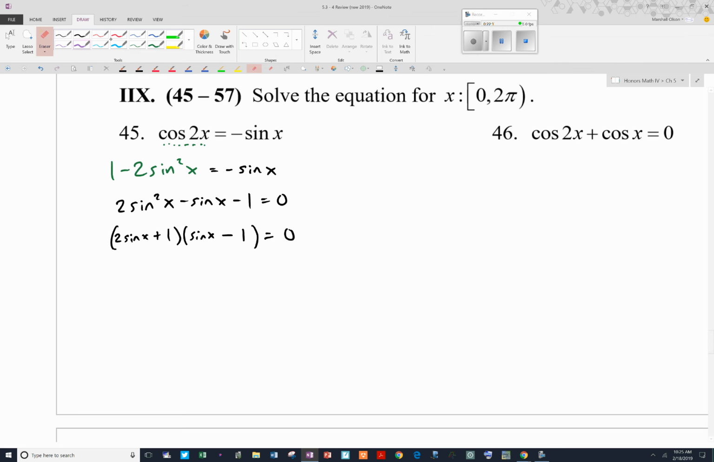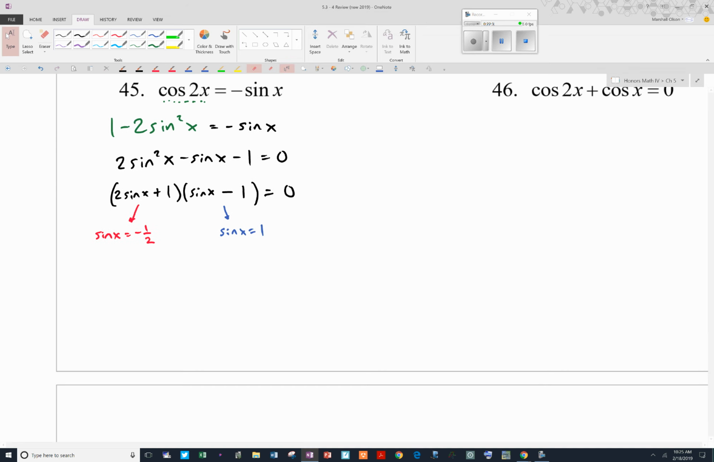So we're going to set each of these equal to 0. So this guy right here is going to become sine of x equals negative 1/2. And then this guy is going to become sine of x equals 1, after I set them equal to 0 and solve for that trig function.